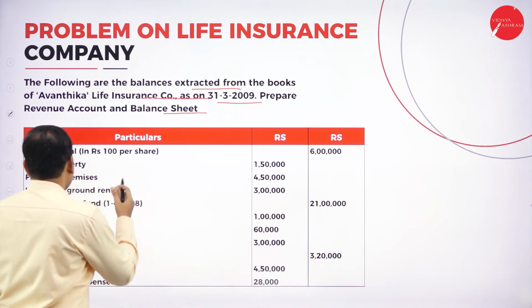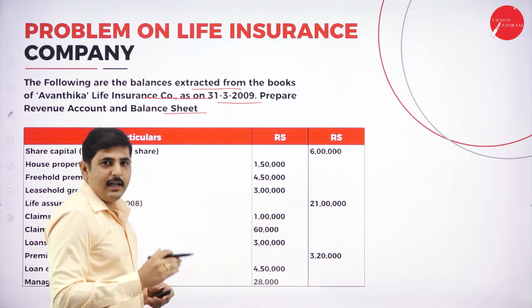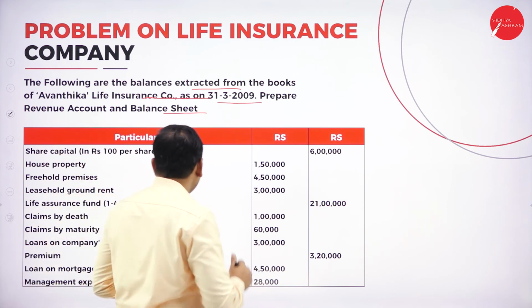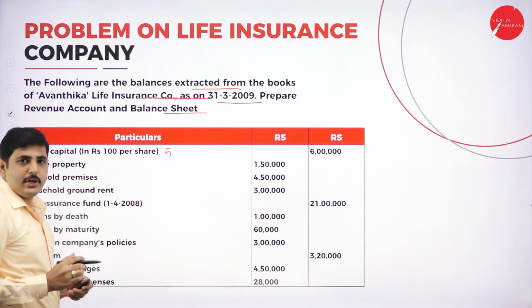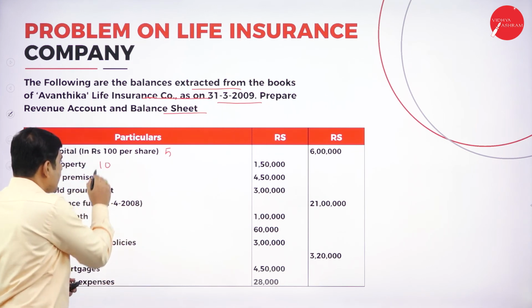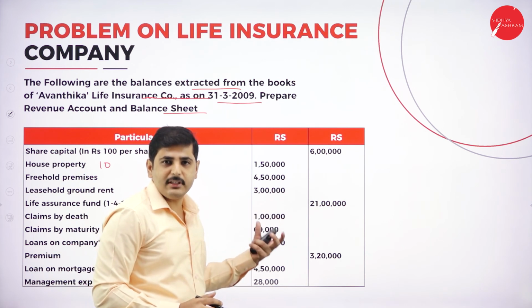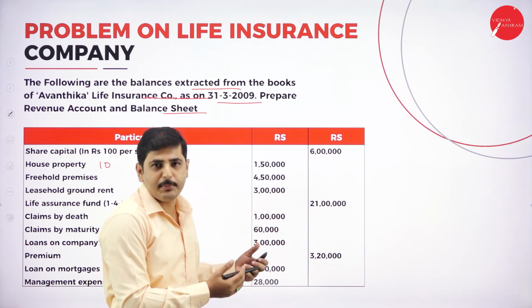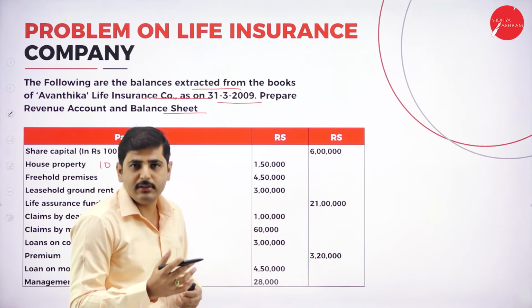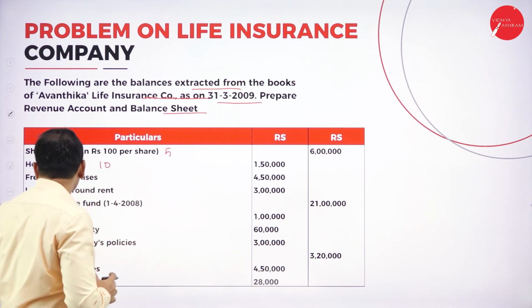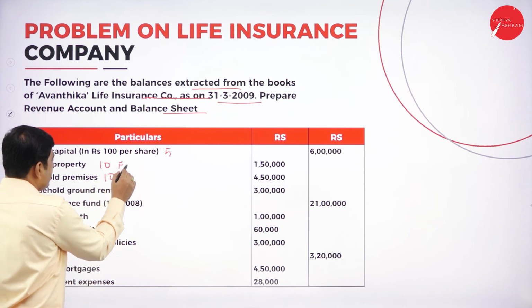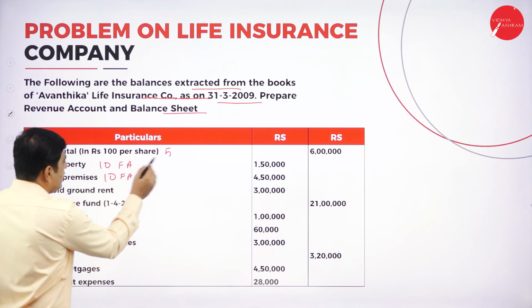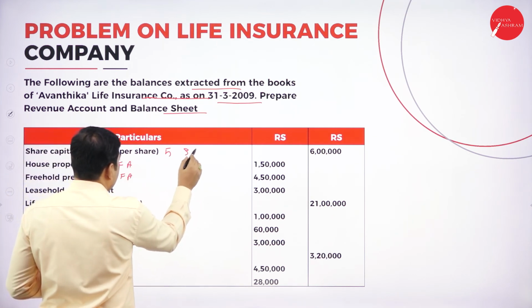First one, share capital. Where does share capital appear? In schedule number 5. House property, schedule number 10, fixed assets. So you should always be familiar with the schedules, then only you can understand the problem. Learn the schedules by heart. Freehold premises is an asset, schedule number 10, fixed assets. It is also fixed assets. Schedule number 5 is the share capital.